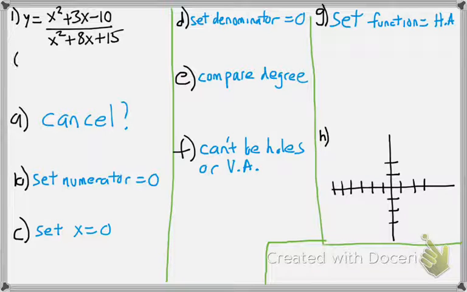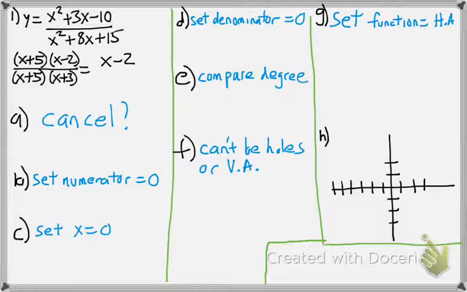So the numerator factors to be x plus 5 and x minus 2, all over x plus 5 and x plus 3. So this is going to be x minus 2 over x plus 3. So this is our new version of the function.